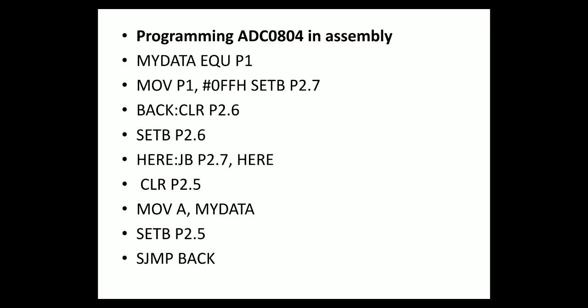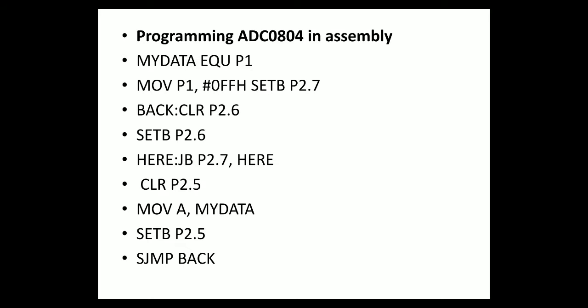That is writing an 8051 program in assembly. Same thing, I want to do it in assembly. How to do this? I assign the port a name: my data EQU P1. It means henceforth port 1 is referred to by a name called my data. First make that an input port. How do I do this? MOV P1, #0FF. By default P1 becomes an input port.